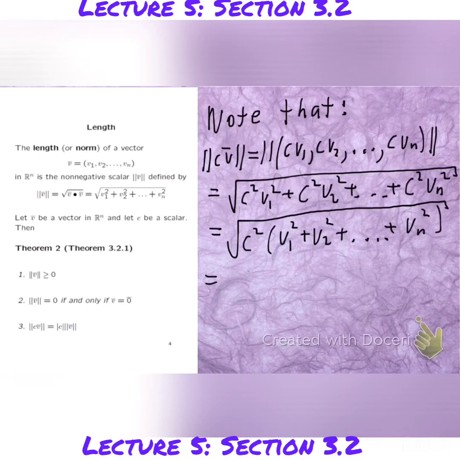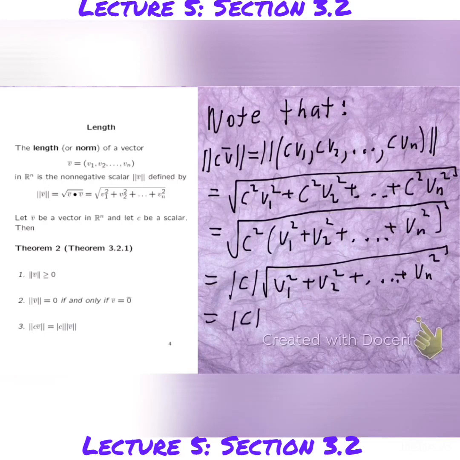Okay, so that then is going to be, if you take the square root of c squared, c squared is going to make c positive, and so you're going to be left with the absolute value of c multiplied by the square root of the sum of the squares. Okay, and that is going to be the norm of the vector v.